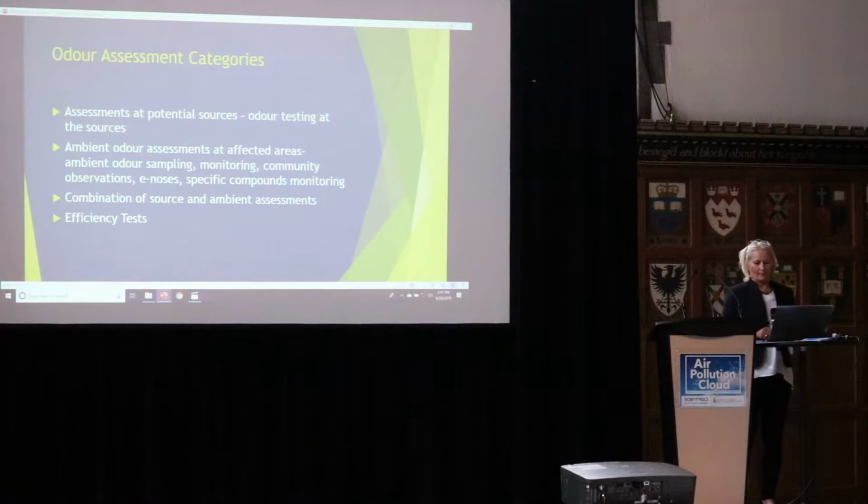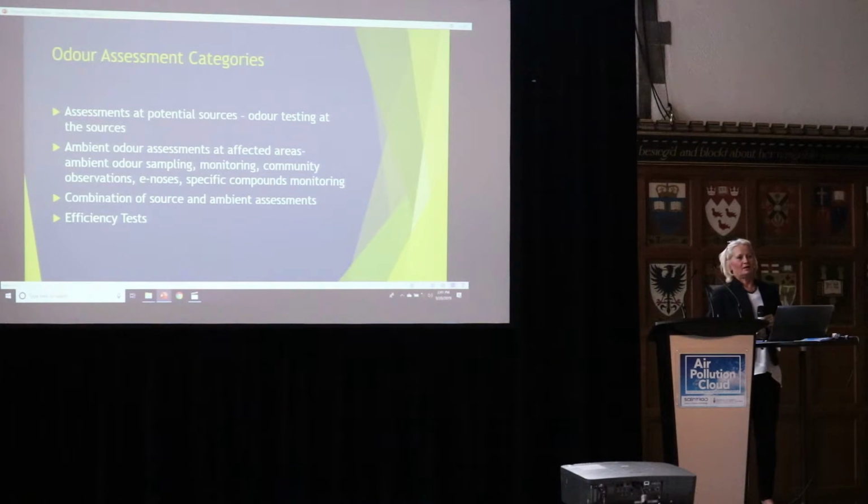scale assessment. Efficiency tests are very common for any odor control systems, if they will be in place or if they're in place, to determine the real odor efficiency or the contaminant efficiency for the specific odor control system.